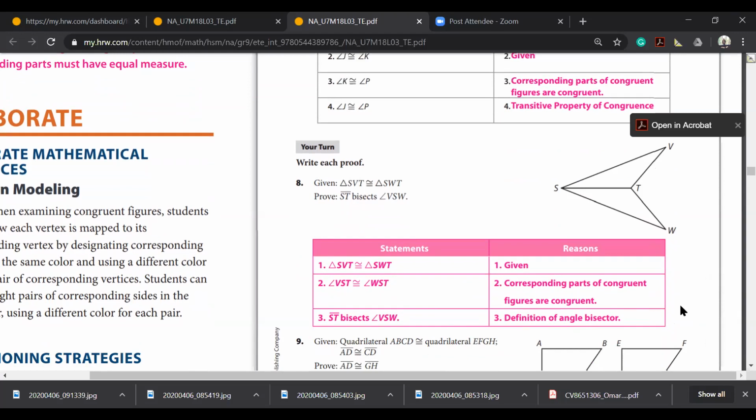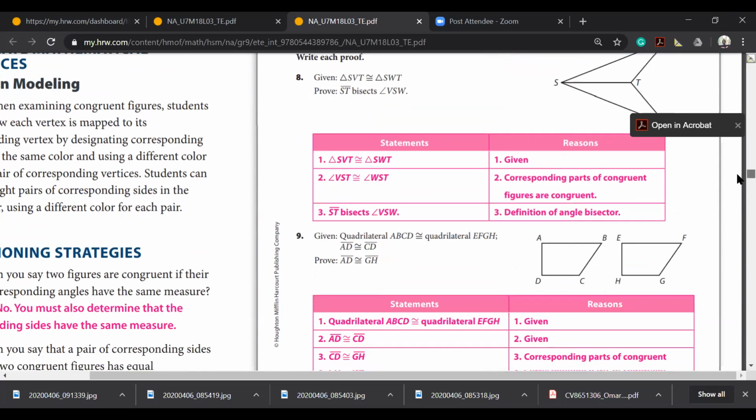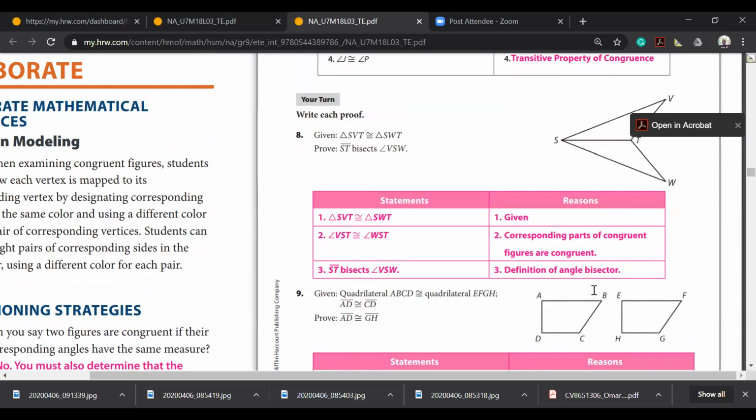Okay, let's think about question 9 as well. In question 9, we have two quads, they are congruent. And then you are given another given, which is that AD is congruent to CD. I'm required to prove that AD is congruent to GH. Let's see. In here, since these two quads are congruent, GH is congruent to what? To CD. And CD is equal to what?